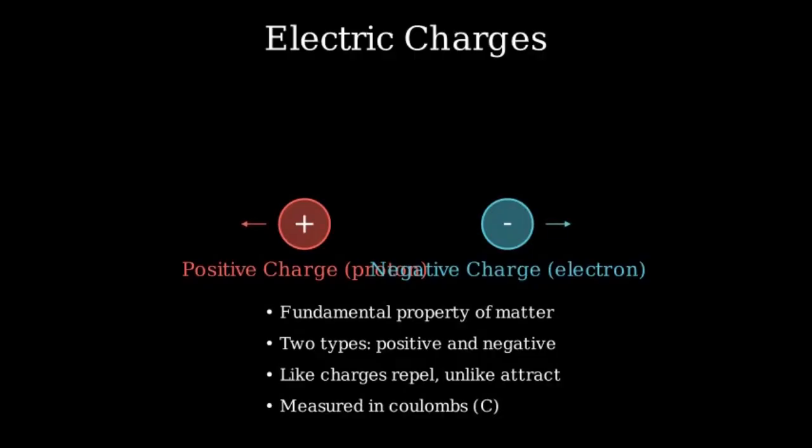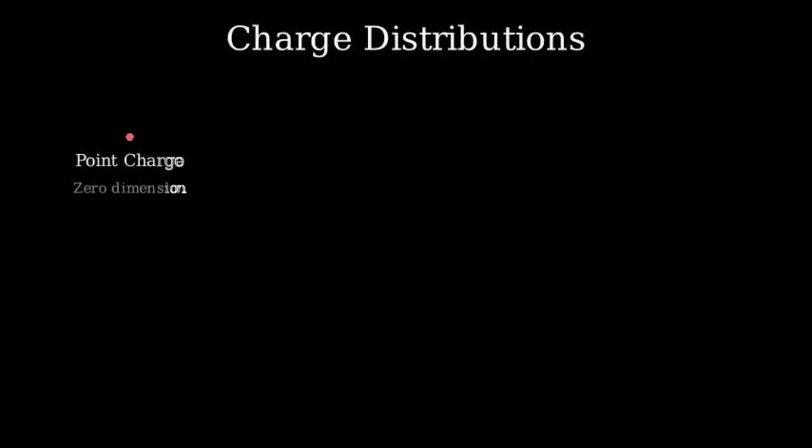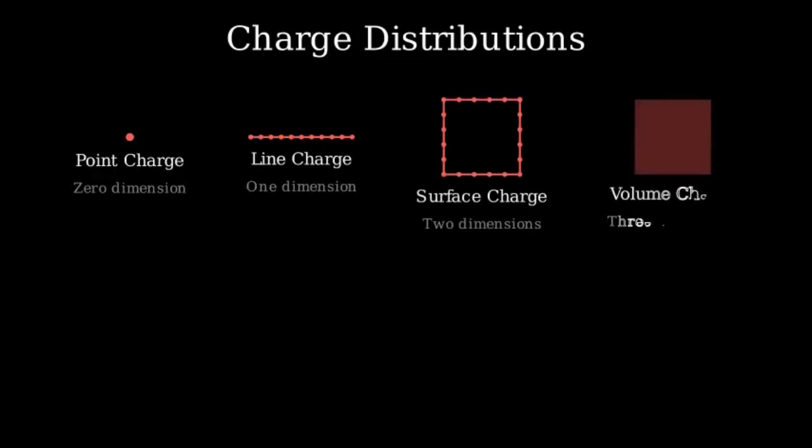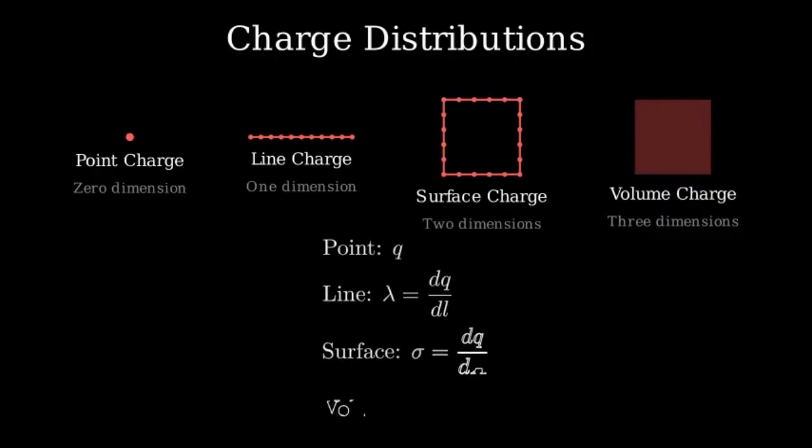Charge distributions come in various forms. Point charges have 0 dimensions. Line charges have 1 dimension with linear charge density lambda. Surface charges spread in 2 dimensions with surface density sigma. Volume charges fill 3-dimensional space with volume charge density rho.